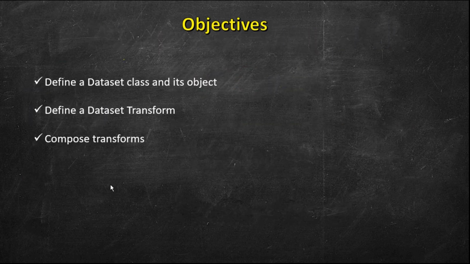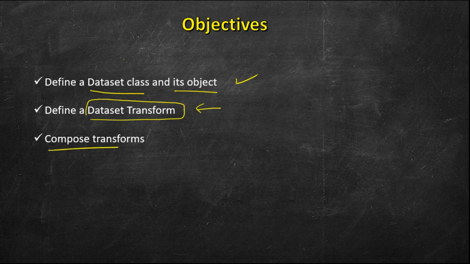So we will define a dataset class of our own, and we will create an object of it. Then we will define dataset transforms. So first we will see this, and then we will add transform while dataset creation itself. And then finally we will see that we may need to combine different transforms.